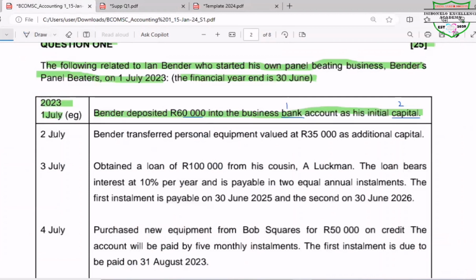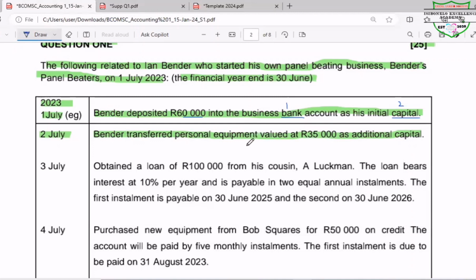So this transaction took place on the 2nd of July. Owner transferred personal equipment valued at 35,000 as additional capital. Remember, every transaction will have two accounts affected. So now let us identify the accounts that are affected here.